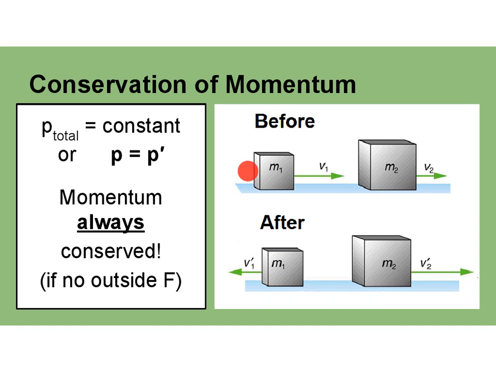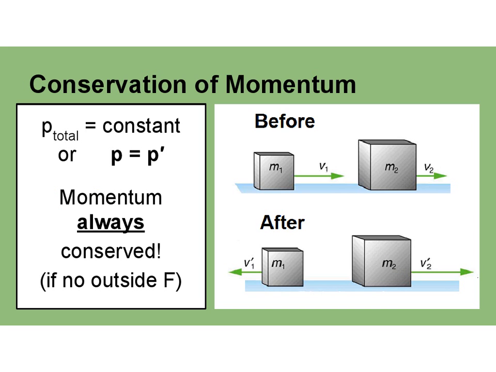The total momentum before, I would have mass 1 times velocity 1 plus mass 2 times velocity 2. Take all the momentum in the before picture. It's got to equal all the momentum in the after picture. Mass 1 times v1 prime. There again, that prime means after the collision. The velocity of object 1 after the collision. Over here I'd have to add mass 2 times velocity 2 prime. The velocity of object 2 after the collision.